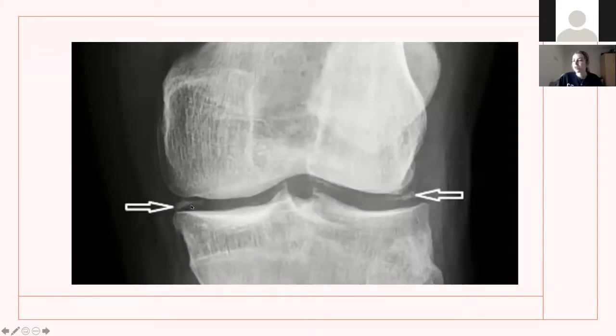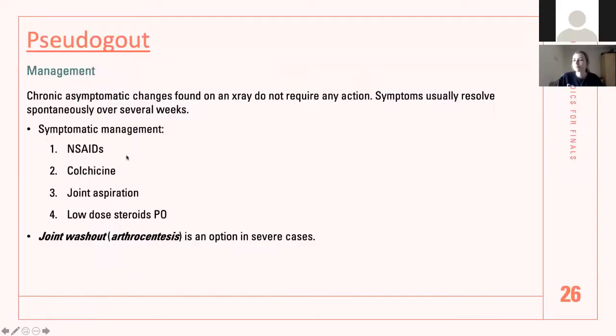So you see on the X-ray a slight, faint white line there, so that indicates pseudogout. So management of pseudogout: normally you see the chronic asymptomatic changes. If they don't have symptoms, then you don't need to treat them, basically. The symptoms normally resolve, and lots of people walk around with pseudogout and they don't know about it.